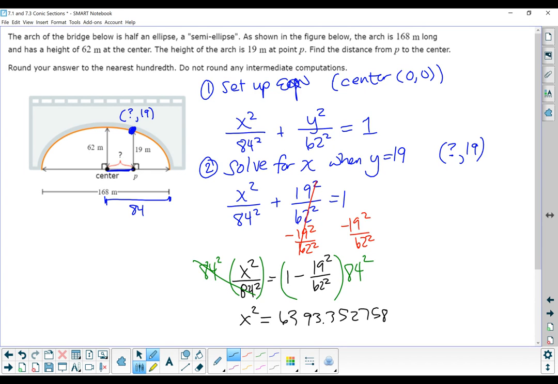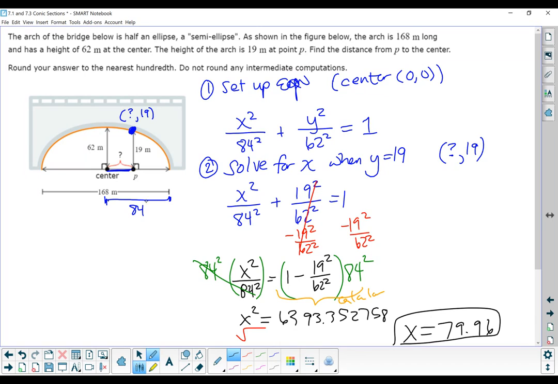I would not round on this step. I would not round until the very end. And again, that number just came from the calculator. And then don't forget to take your square root of both sides. So the x value that we're looking for is 79.96. I would make sure that that makes sense in the context of your problem.